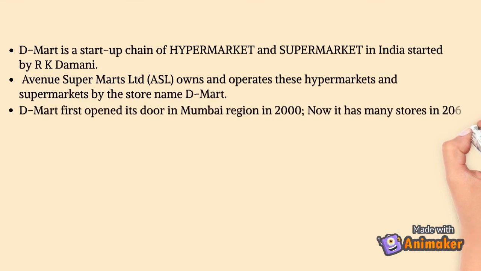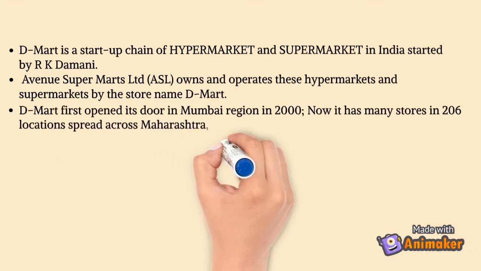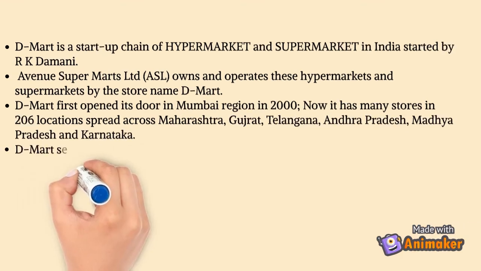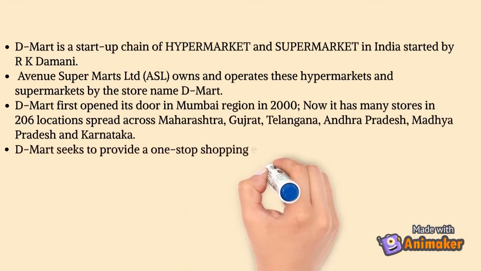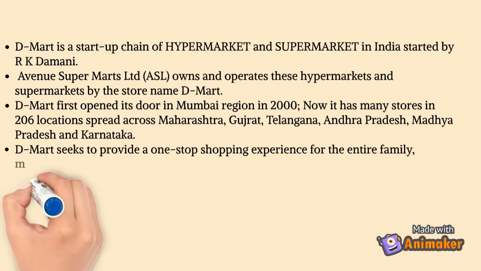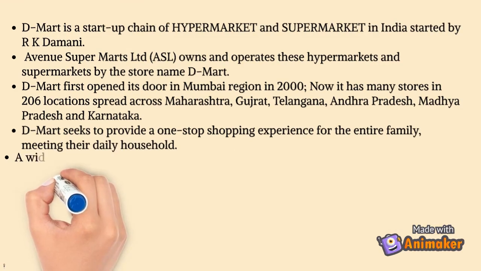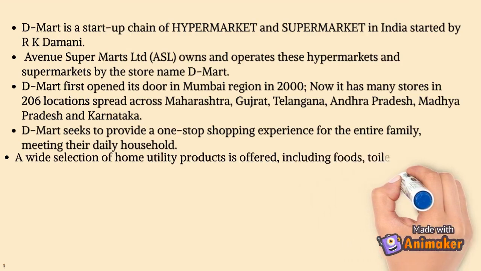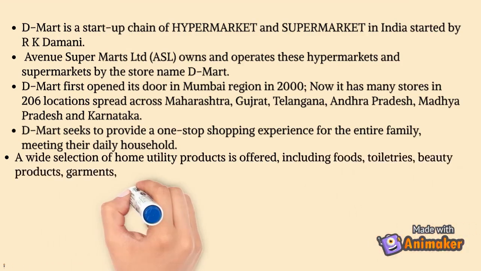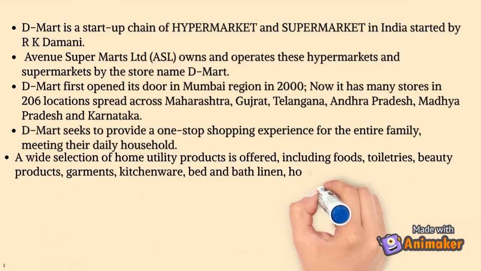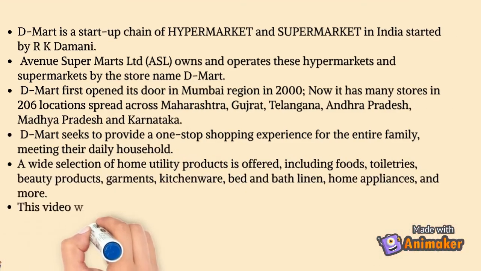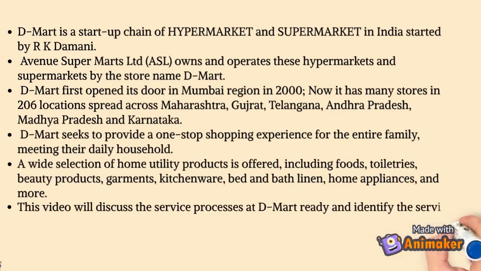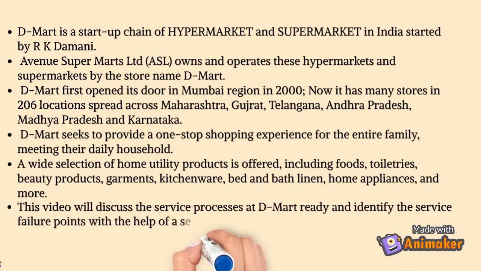It has many stores in 206 locations spread across Maharashtra, Gujarat, Telangana, Andhra Pradesh, Madhya Pradesh, and Karnataka. D-Mart seeks to provide a one-stop shopping experience for the entire family, meeting their daily household needs. A wide selection of home utility products is offered, including foods, toiletries, beauty products, garments, kitchenware, bed and bath linen, home appliances, and more. This video will discuss the service processes at DMart Ready and identify the service failure points with the help of the service blueprint.